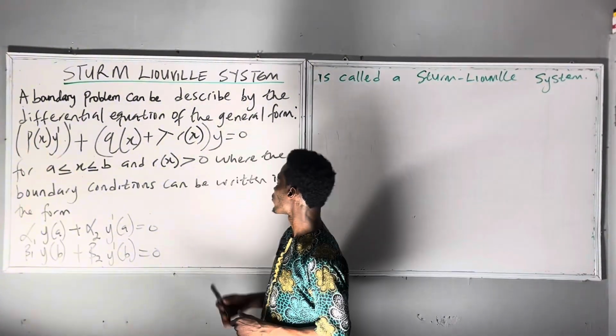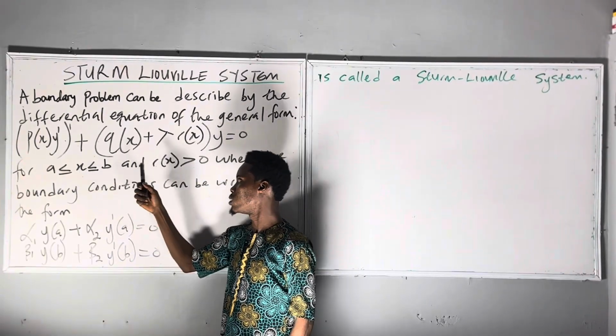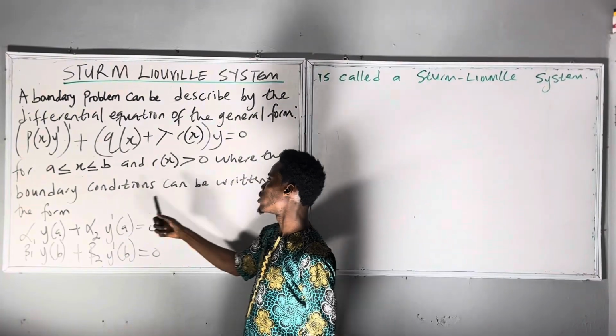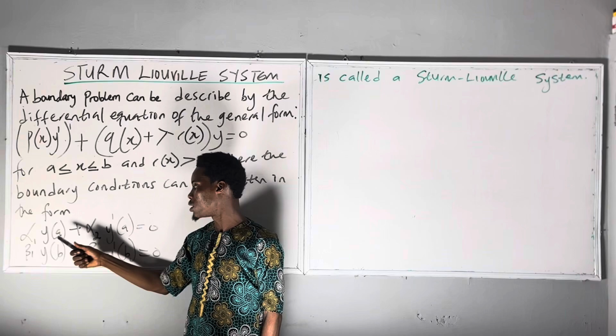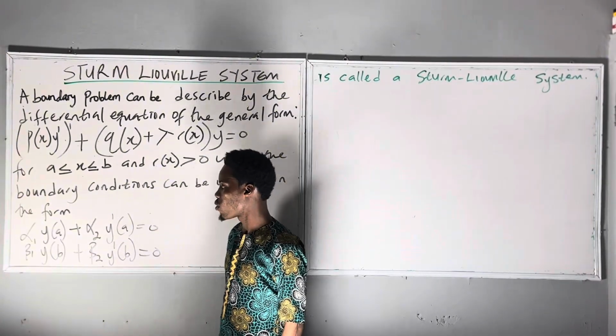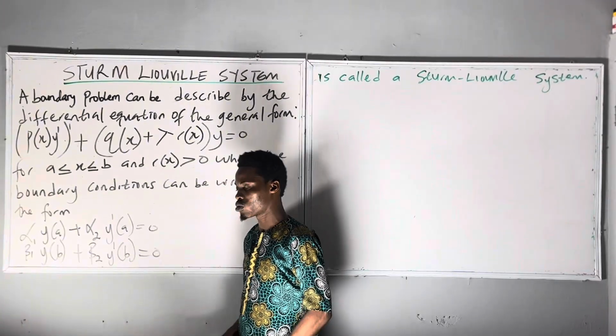You can see that for a is less than or equal to s less than or equal to b, and r of s is greater than 0, the boundary condition can be written in the form of alpha 1 y of a plus alpha 2 y prime of a is equal to 0, beta 1 y of b plus beta 2 y prime of b is equal to 0.